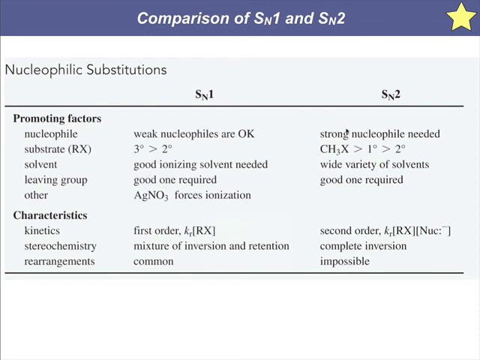For SN2, we need a strong nucleophile. We need a small nucleophile that can access that antibonding orbital and force off that leaving group. With SN1, you do not need that strong of a nucleophile. You can get away with using weak nucleophiles. That means they can be bulkier, and they need not be as negatively charged.